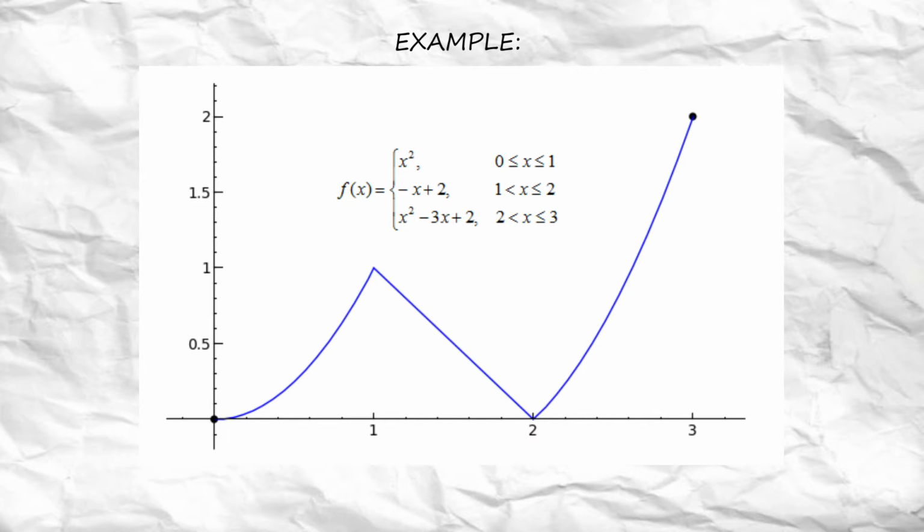The first point is x = 0 and y = 0. The second point is x = 3 and y = 2. It shows that the minimum value of x is 0 and the maximum value of x is 3. For y, the minimum value is 0 and the maximum value is 2.